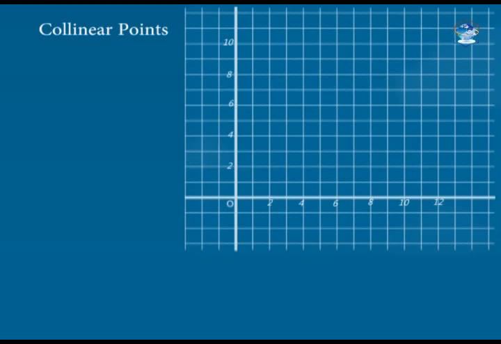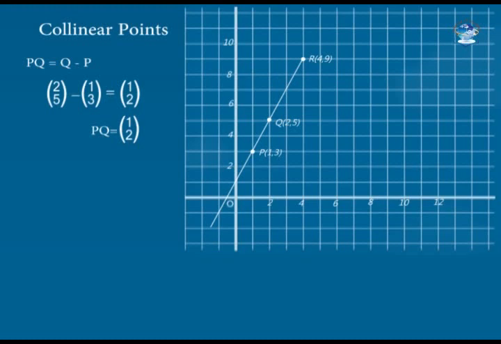Next, collinear points. Now consider the points P, Q and R. These 3 points can be joined by a single straight line. If points lie on the same straight line, they are said to be collinear. From this figure, PQ is equal to Q minus P. That is (2, 5) minus (1, 3), and that gives us (1, 2). And therefore vector PQ is equal to (1, 2).